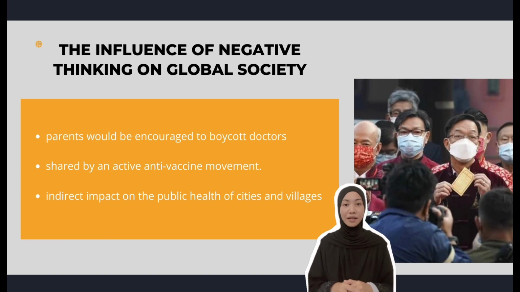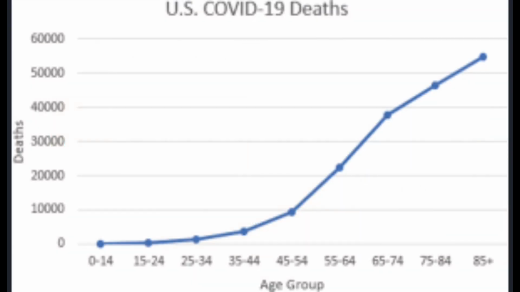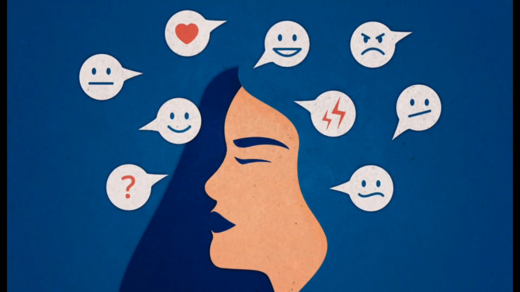So it will have an indirect impact on the public health of cities and villages. It is because individuals choose to believe these anti-scientific claims out of psychological fear, which is dangerous and unbalanced. A high number of deaths resulting in anxiety is normal, but what should not happen is the existence of extreme and unbalanced psychological fear. Psychological fear is a combination of emotional factors and limited knowledge.